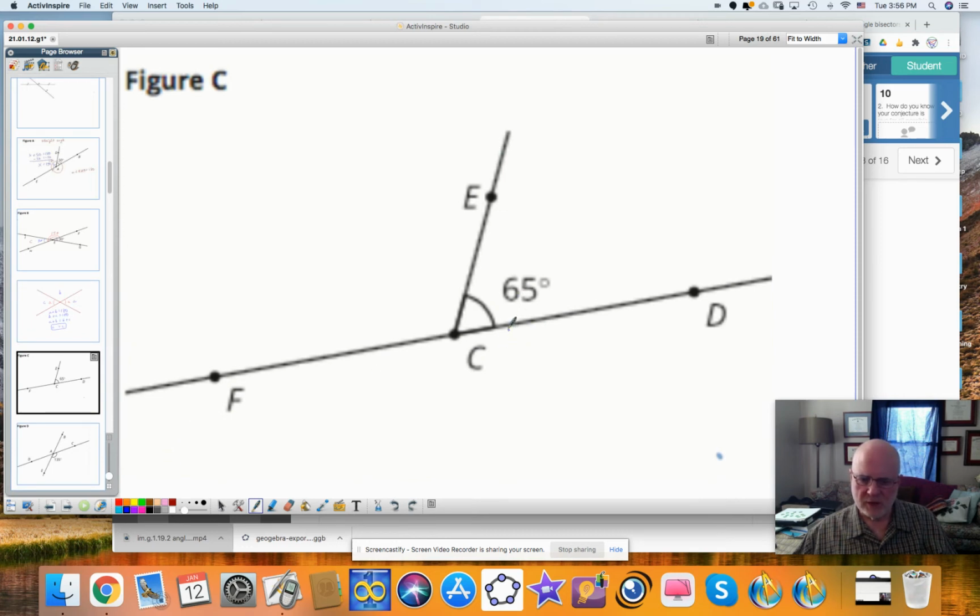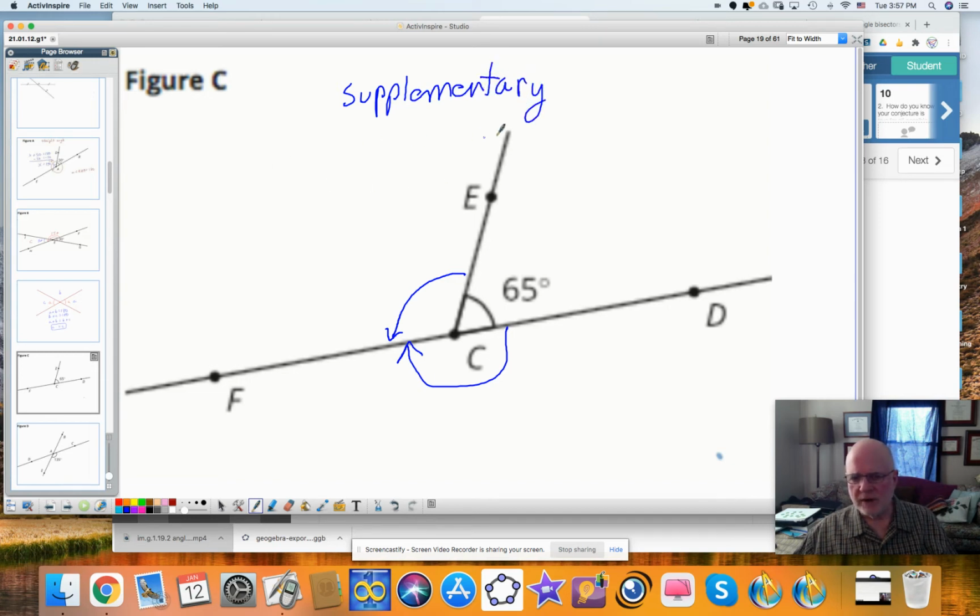How much are the missing angles? These two angles add up to 180 because this is a straight angle. This is going to be a straight angle too. We call that supplementary. I'm writing this down for your benefit. I need you to write it down too.